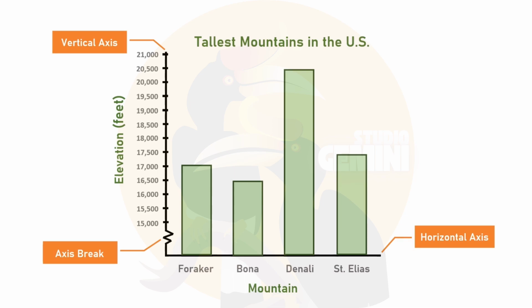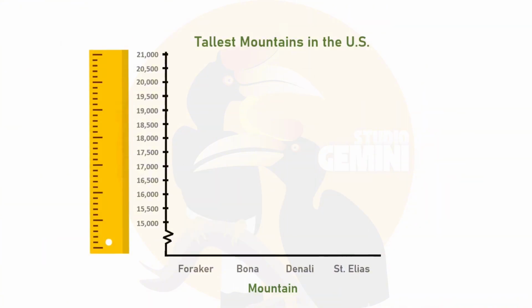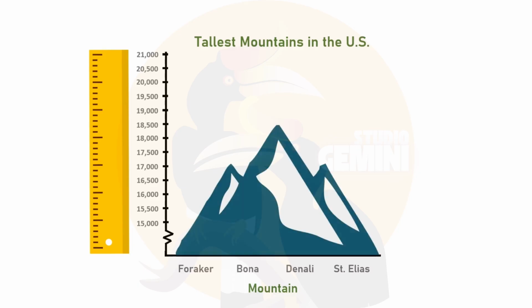Well, for vertical bar graphs like this one, you can imagine that the vertical axis is like a giant ruler that can measure the elevation of mountains. And each of our bars in the bar graph represents the height of that mountain. So we can use this ruler to measure how tall a mountain is by drawing a line from the top of any bar to the vertical axis.